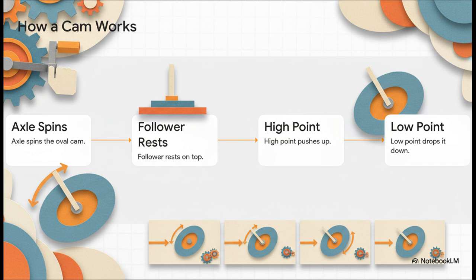Step 3, because the oval is totally uneven, its long, pointy end eventually swings around and shoves the follower rod straight up into the air. And finally, step 4, as the cam just keeps on spinning, the flatter side of the oval comes back around and the rod drops right back down. So it's just spin, push up, drop down, spin, push up, drop down.